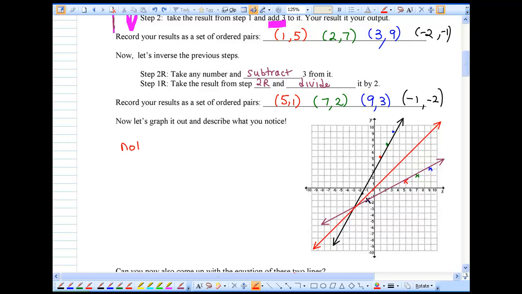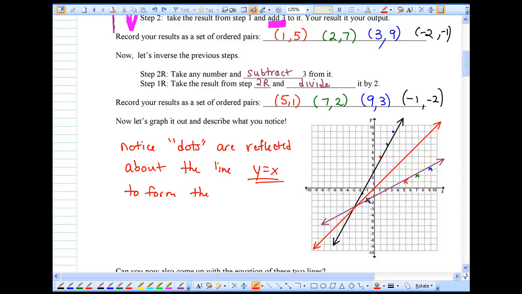Notice here that the dots are reflected about what line? It's not the x-axis, not the y-axis. It's about the line given by the equation y equals x to form the crosses. So today I've just shown you that if I do the inverse process, it looks like things get reflected about this line y equals x.